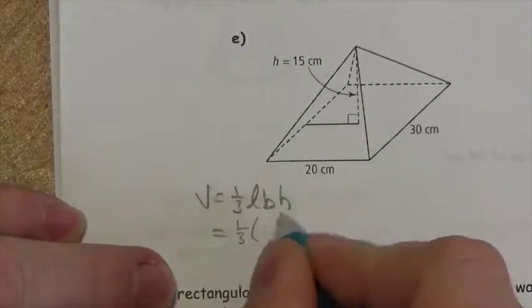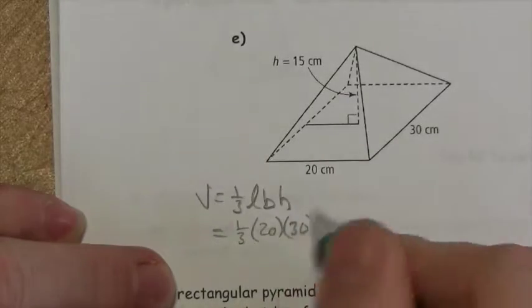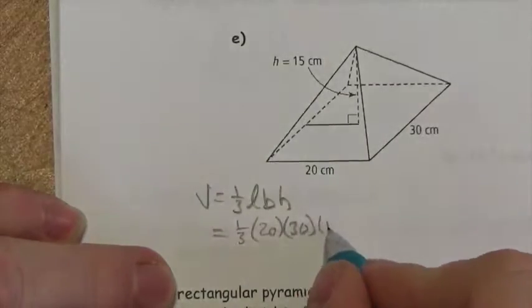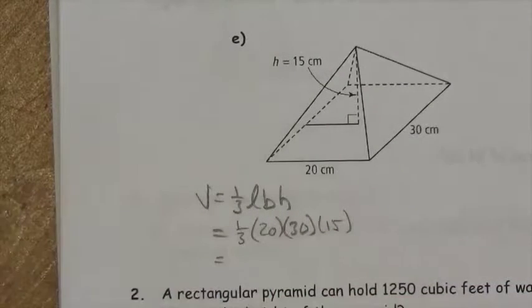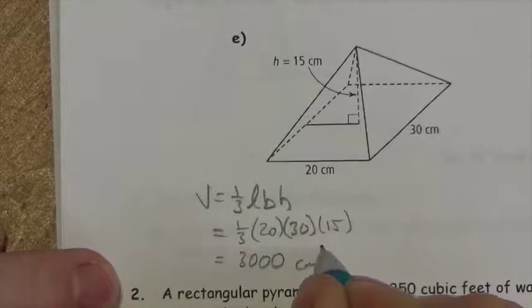It's going to be 1/3, length will be 20, base will be 30. Actually, you probably could have switched those around here. And then the height there is going to be 15. And so what we've got here, it'll be 20 times 30 times 15 divided by 3. Actually, that works out nicely. That's just 3,000 centimeters cubed.